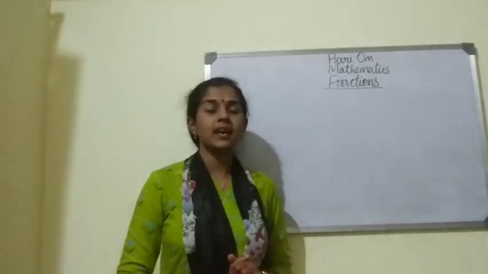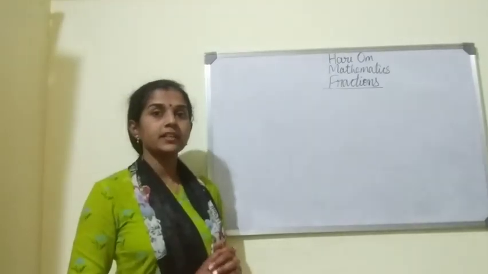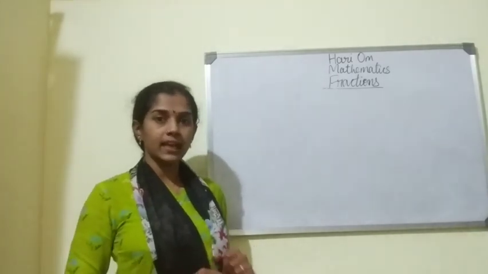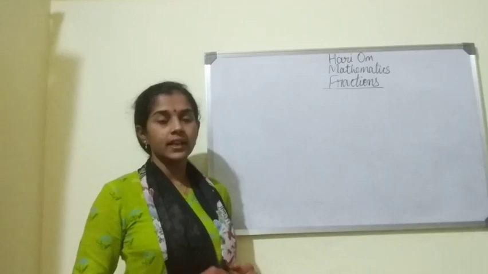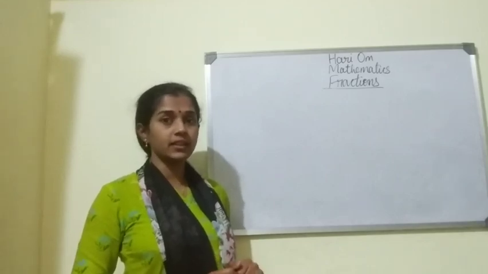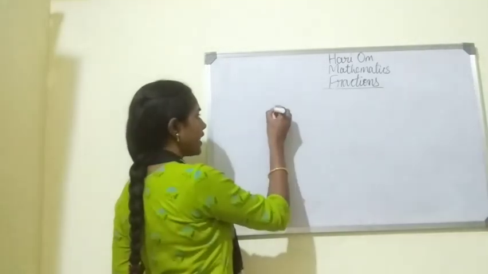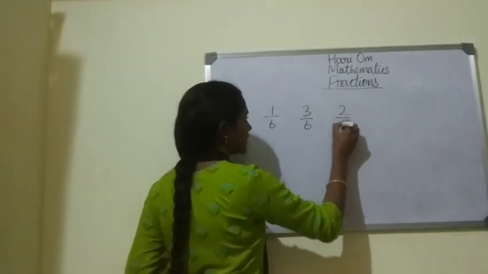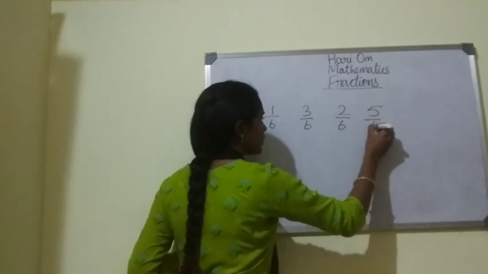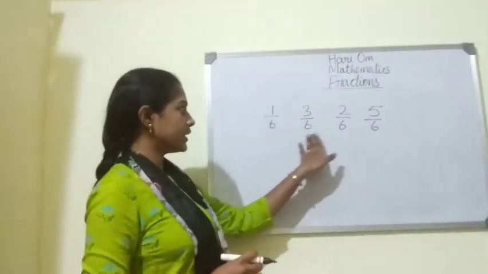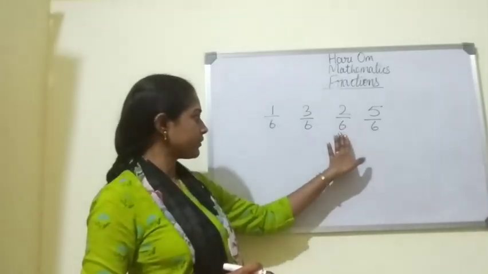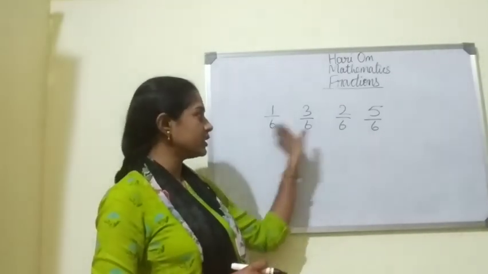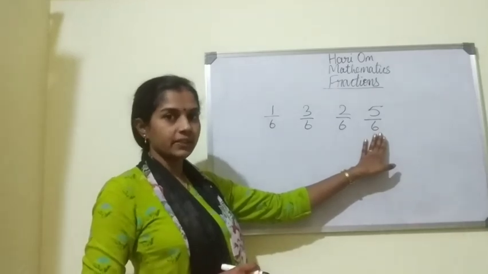The fractions which have the same number in the denominator are called like fractions. We also learned how to compare like fractions and arrange them in ascending and descending order. For example, if we have 1 by 6, 3 by 6, 2 by 6 and 5 by 6, we have 6 in the denominator of all these fractions. So these fractions are like fractions.